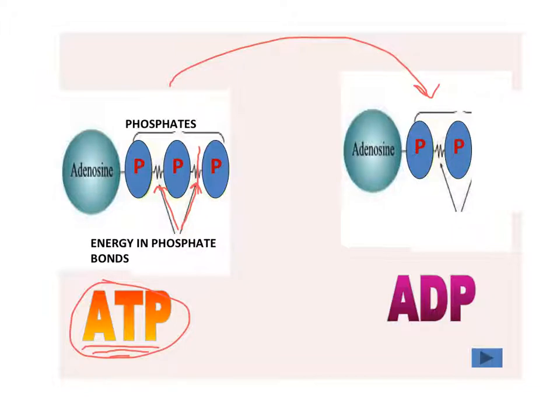Di means 2. So this is like a dead battery over here, ADP, but if you eat food through cellular respiration, your mitochondria recharge the ADP, adds another phosphate, and it returns back to ATP where its energy can be released again.